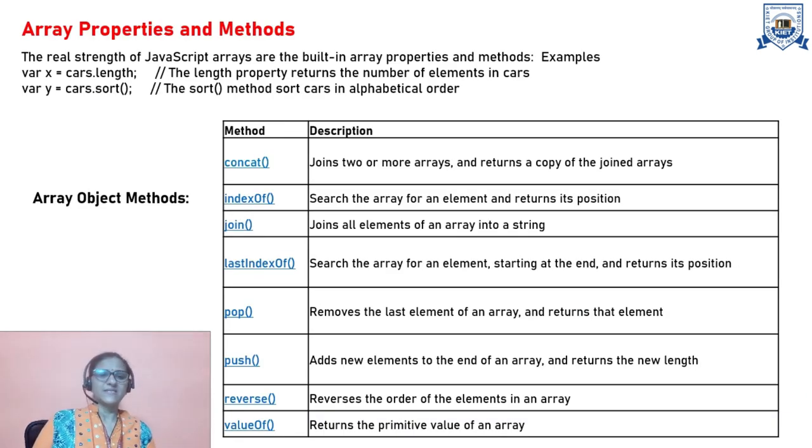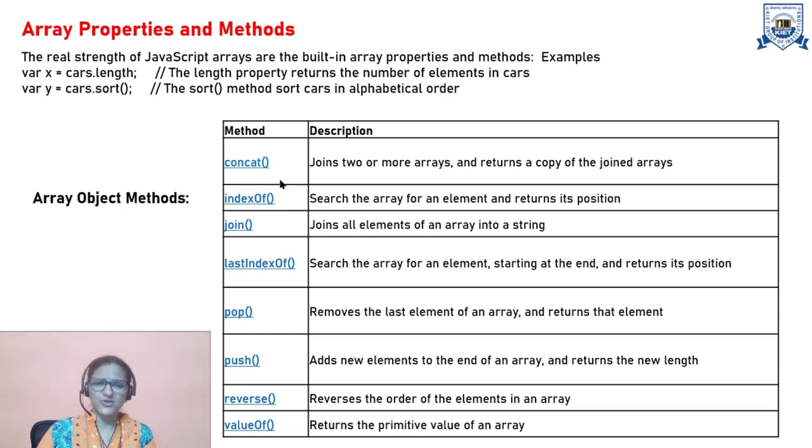Now, different properties and methods associated with the array. The first one is length. For example, cars is an object and length is the property. It will return the number of elements present in the cars object and assign it to this variable x. Here, cars dot sort is a method because parentheses are there. It arranges all the cars present there in alphabetical order, and this sorted value will be assigned to the variable x.